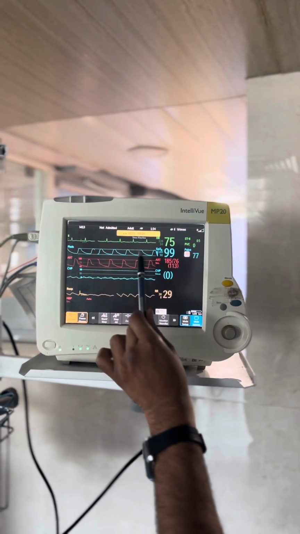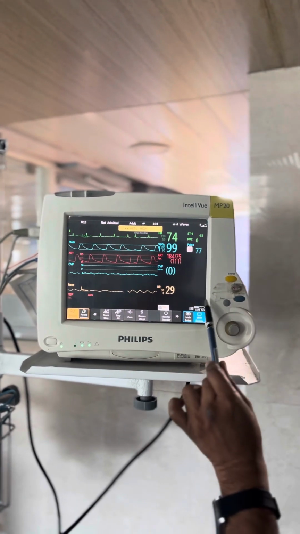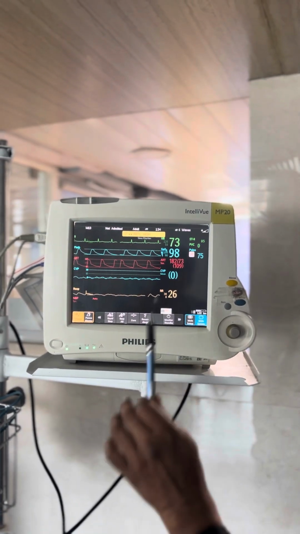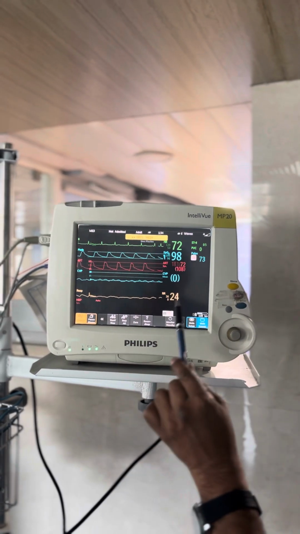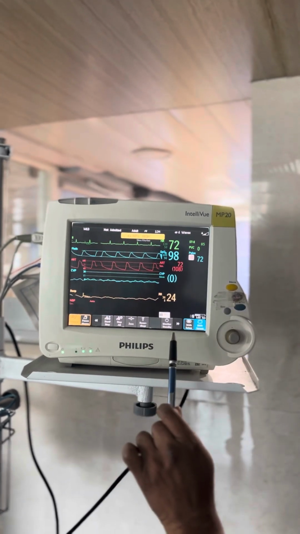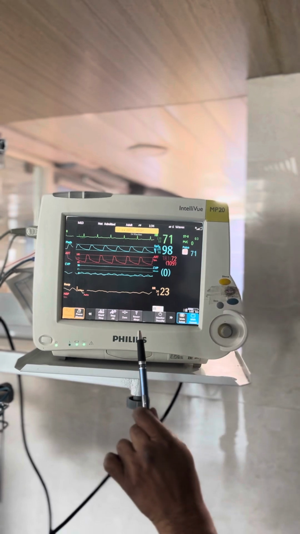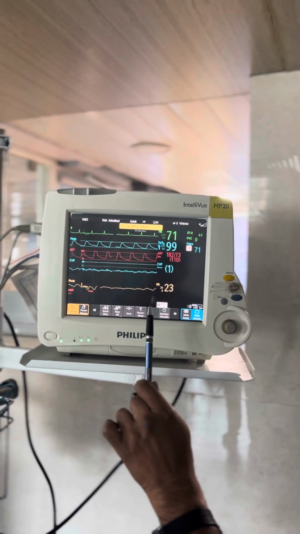So these are the 1, 2, 3, 4, 5 and 6. The 7th one will be the NIBP monitor. If a patient is kept on a ventilator, we can even record ETCO2 in the same monitor. So these are the features or the variables which we have to monitor post cardiac surgery. Thank you.